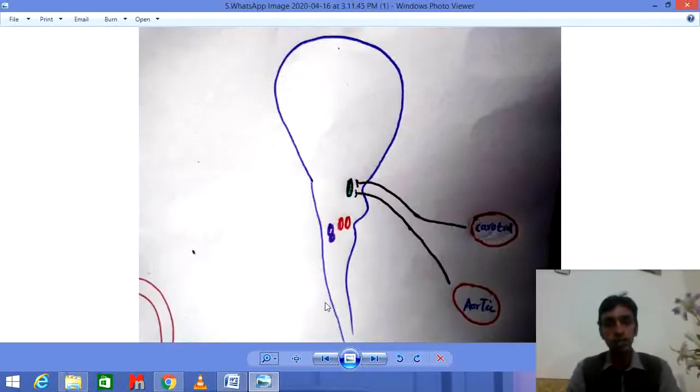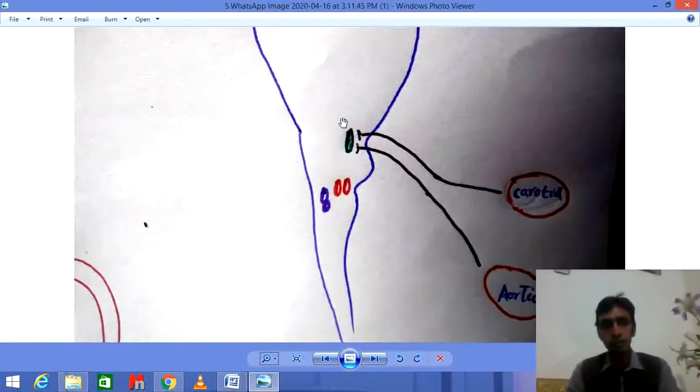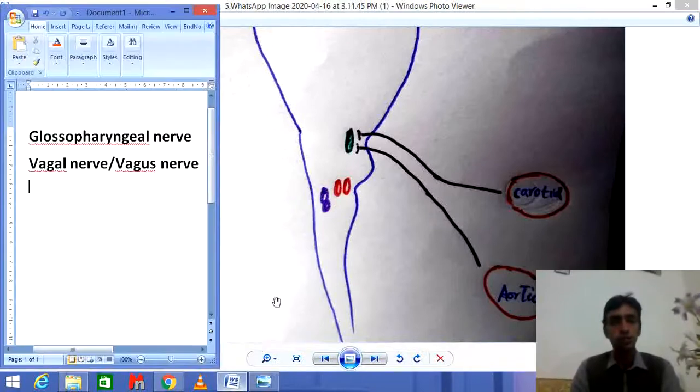Now coming to the next diagram. In this diagram you can see the receptor. This is the nucleus Tractus Solitarius, which receives signals from the carotid bodies and aortic bodies, from the carotid sinus and aortic sinus. Now you can also see 4 nucleuses over here, and these 4 nucleuses are combinedly called the cardiovascular center.